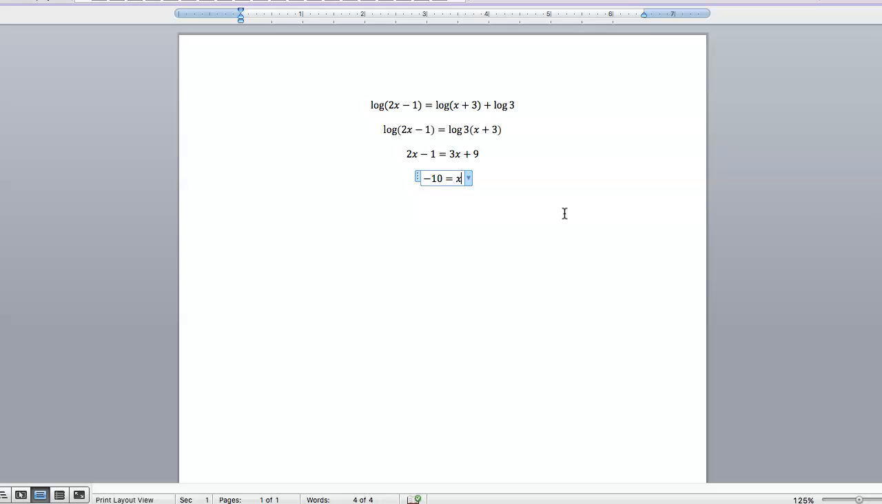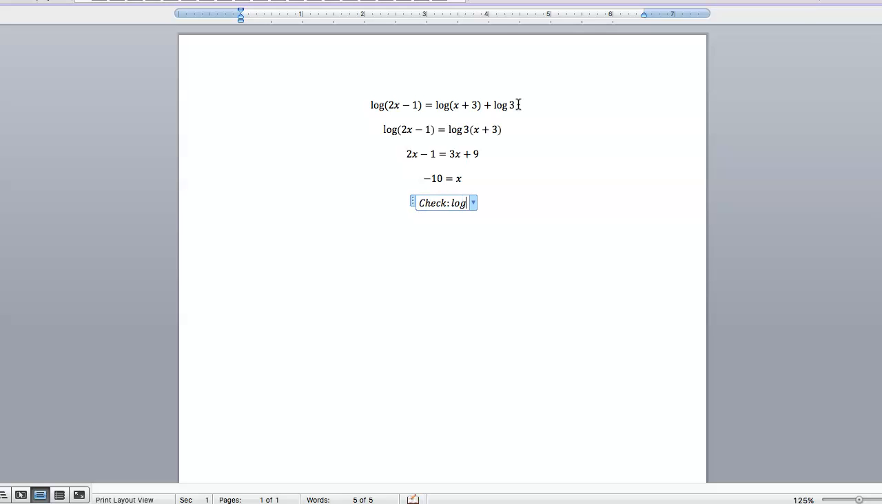But with logarithmic equations, there's an issue with the domain. The domain of a logarithmic function is positive values only. Just because I got a negative number doesn't mean I can't use it, but it might. So we have to go back and check. I'm going to go back to the original equation up here before I did anything to it at all. And I'm going to put negative 10 in place of x.